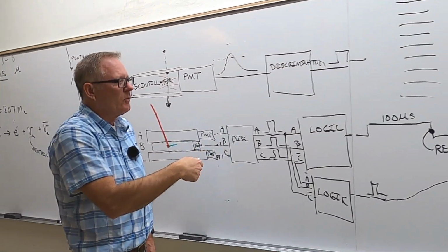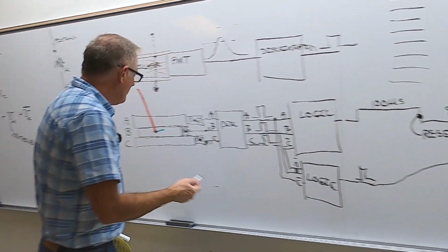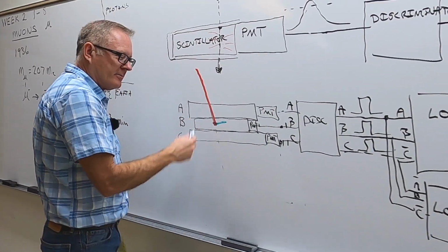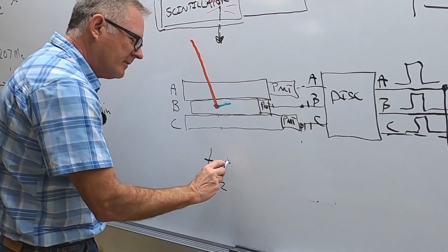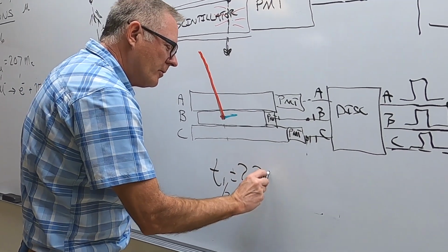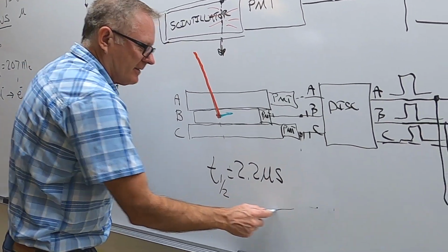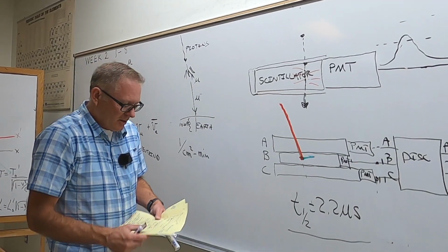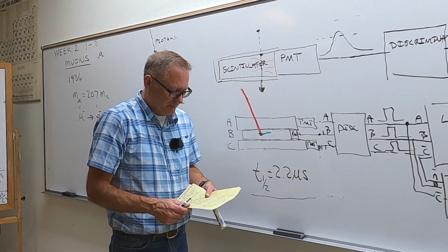This experiment would take a couple of weeks to do, but you could do it right here, and you get the half-life of the muon. Remember, it had to stop right here, so we're in the proper frame. So the half-life of the muon is 2.2 microseconds, 2.2 millionths of a second. That's the half-life. So now that we know what the half-life is, maybe we can test some relativity.